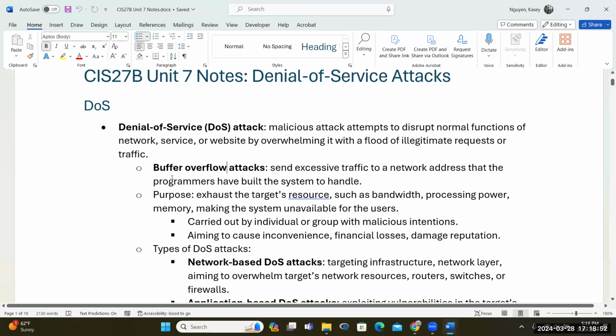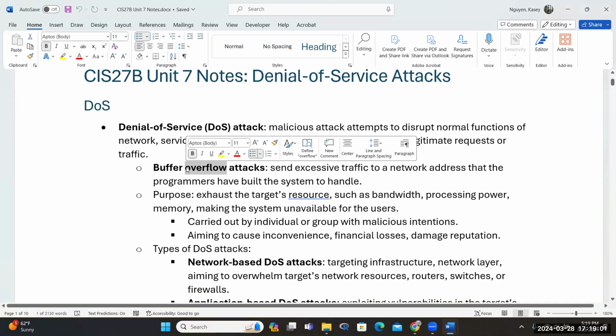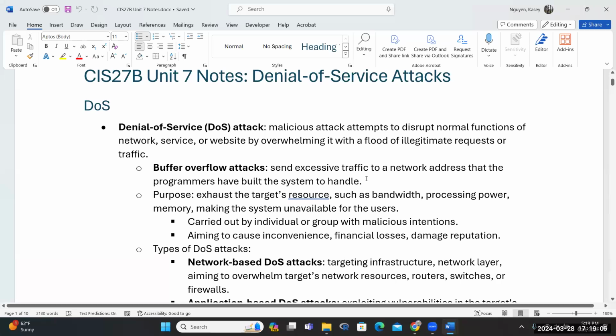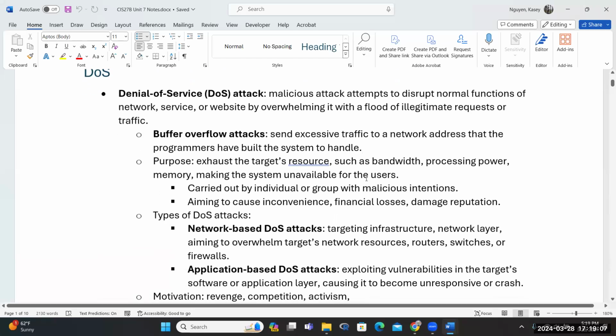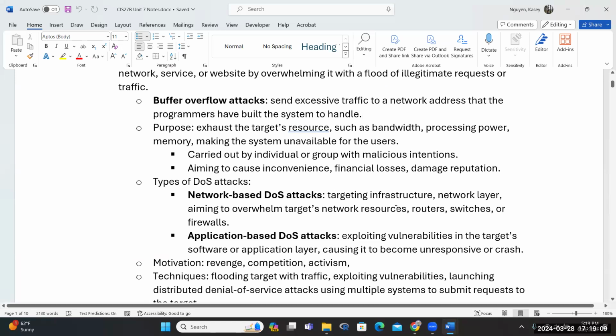So in order to handle all the requests, it stores things into the buffer. And when the buffer becomes overwhelmed or overused, it won't be able to identify what needs to be handled. So that's one way. And then the purpose information is here.